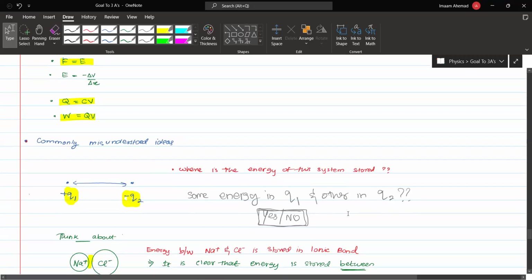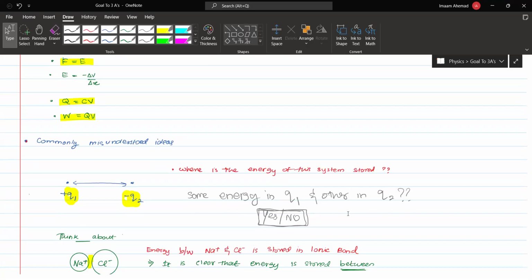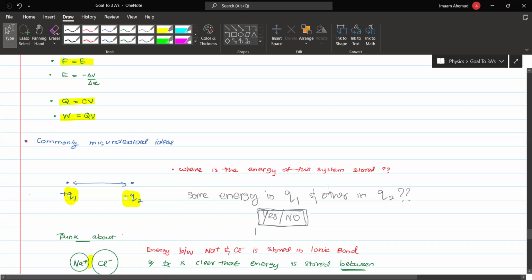Some energy is stored in Q1 and some is stored in Q2, yes. What about the others? Some say no, few say no. Some say yes. Okay, yes is overtaking no. Now I have more yeses than nos.